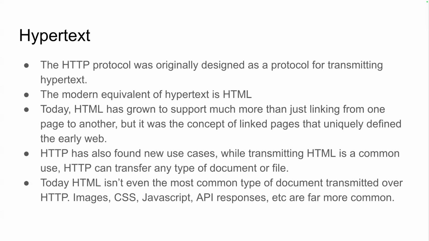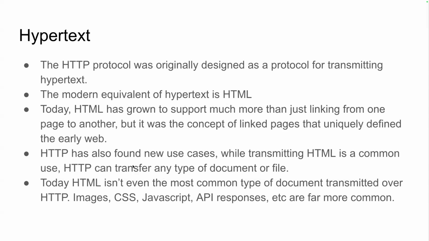All right. So the HTTP protocol was originally designed as a protocol for transmitting hypertext. The modern equivalent of hypertext is HTML. Today, HTML has grown to support much more than just linking from one page to another, but it was the concept of linked pages that uniquely defined the early web. HTTP has also found new use cases while transmitting HTML in a common use. HTTP can transfer any type of document or file. Today, HTML isn't even the most common type of document transmitted over HTTP. Images, CSS, JavaScript, API responses, etc. are far more common.